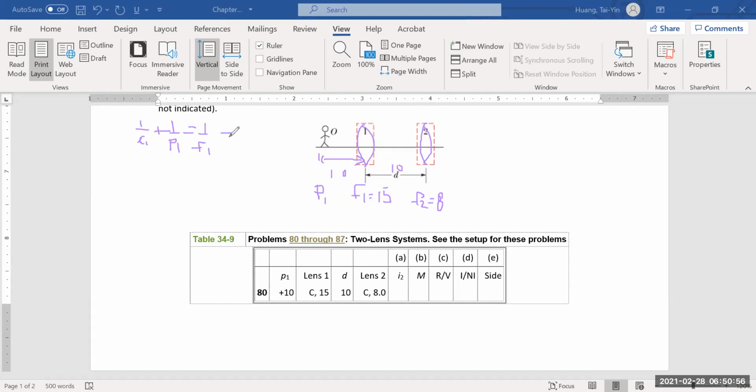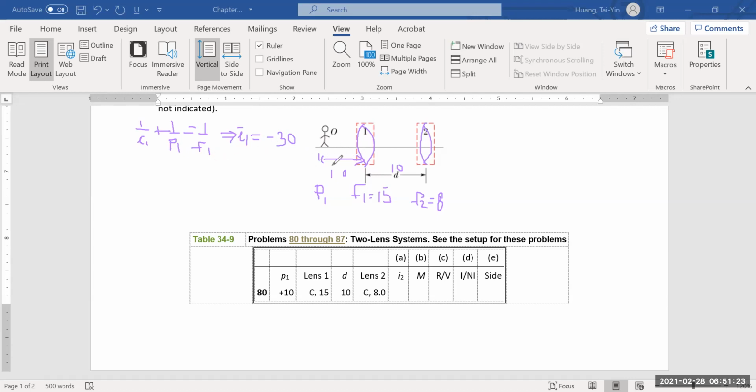So based on this, you should be able to calculate your I1, and you will get an I1 value that is negative 30. What does that mean? It means that because the image distance is negative, it's a virtual image. If it's a virtual image, it will have to be formed on the same side where the object is.